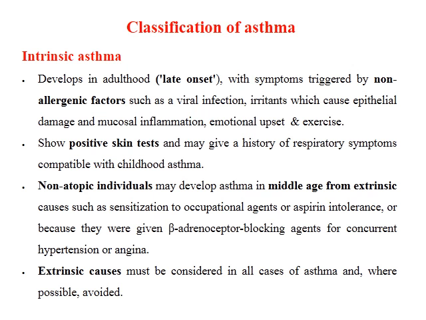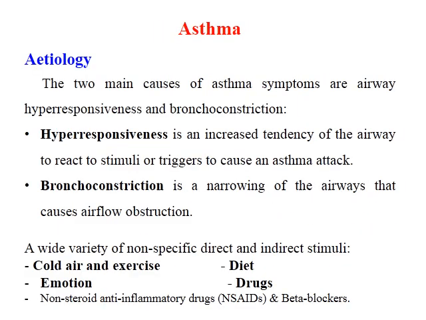While non-atopic individuals, who mainly present with intrinsic asthma, may develop asthma in middle age or from an intrinsic cause like sensitization to different types of agents, such as aspirin intolerance, or because they are given beta blockers for their hypertension or angina. So an extrinsic cause should be considered in all cases of asthma, and where possible should be avoided.